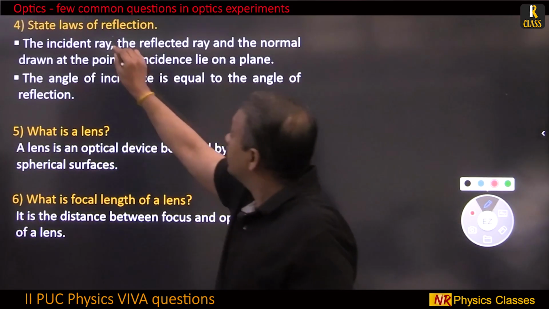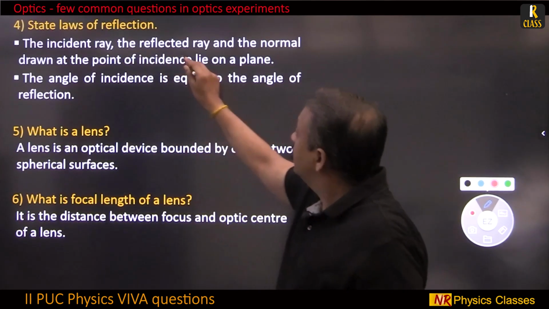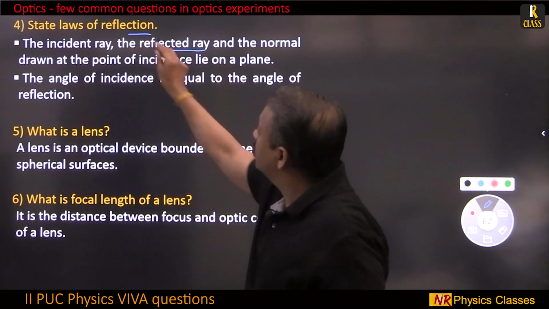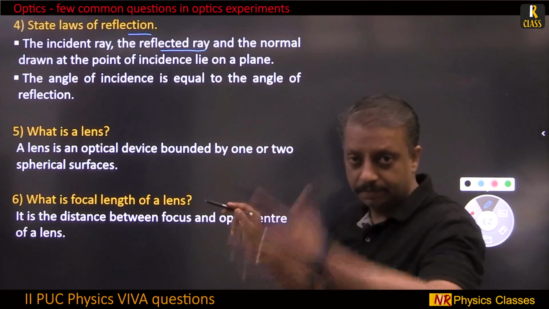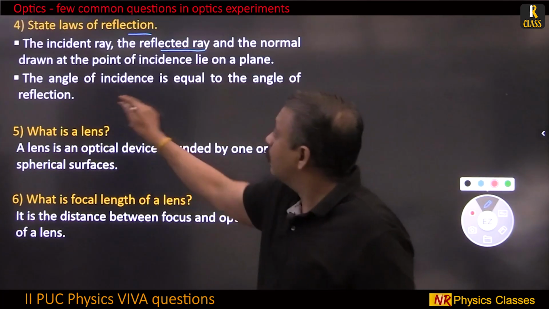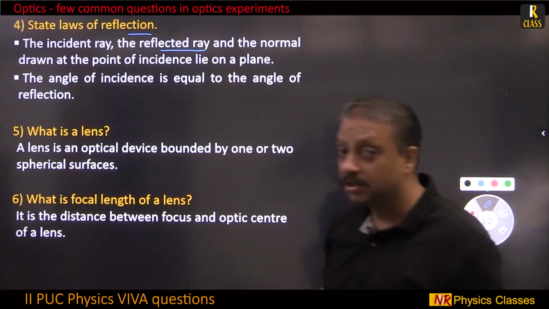State laws of reflection. The incident ray, reflected ray, and the normal drawn at the point of incidence lie on a plane. The angle of incidence is equal to the angle of reflection. Laws of reflection.